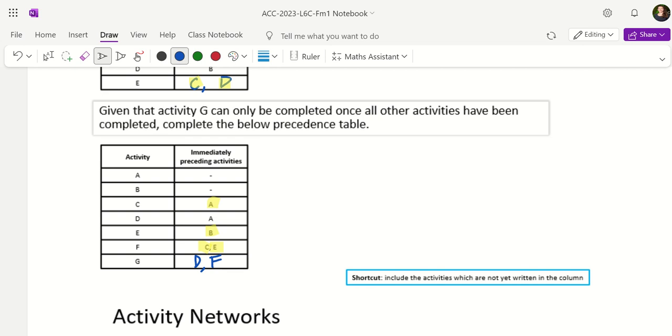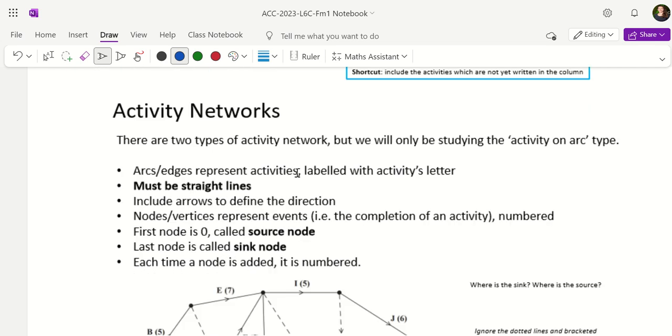This shortcut only works if you have the wording once all other activities have been completed. Sometimes it might say, you know, G can only be completed once F is completed or something like this. Then obviously you would put the right letter. But if it says once all the other activities have been completed, you can just look down the column, see which letters are missing and write them in. Okay, so that's precedence tables.